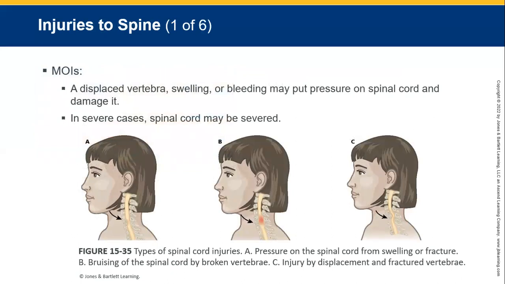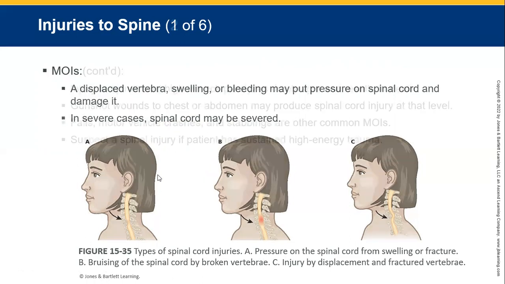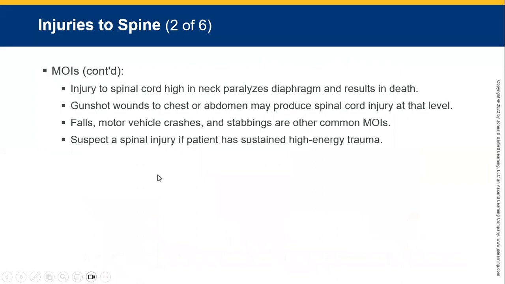With spinal injuries, we are always going to expect to see some sort of paralysis. If you have a head injury where you can see open wounds on the head, we're going to expect that we're seeing some sort of spinal injury as well. In severe cases of spinal injuries, the spinal cord may be severed and the patient will definitely show signs of paralysis.